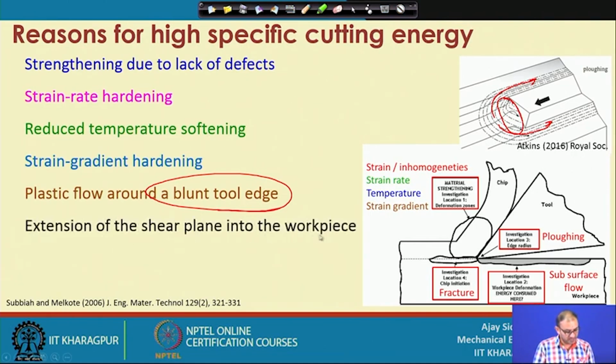And extension of the shear plane into the workpiece. If you consider this particular shear plane, it may get extended inside, and because of that you have to pull out a large amount of material when your shear plane angle increases. So, that much amount of energy you have to spend, again the force requirement will be very high, and that is also one of the reasons for high specific cutting energy. So, these are a few reasons, there may be many depending on the materials and defects of the material. If it is an anisotropic material, or if it is a homogeneous material, every time you will get different reasons for the increase of the specific cutting energy.